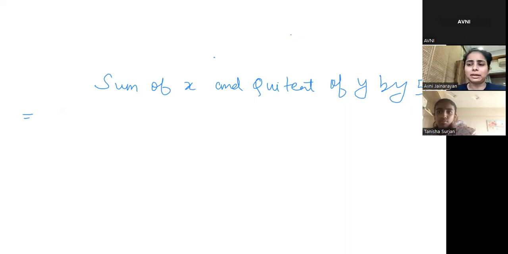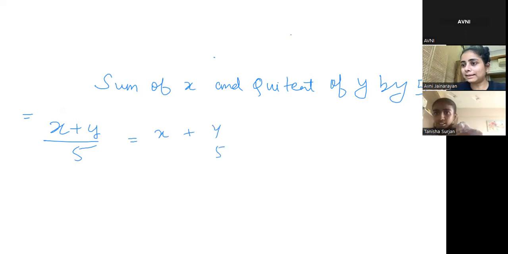Think about it. Read the question. My spelling is wrong there, but it's okay. Yes, I got it. Tanisha ने बोला x plus y by 5. Right, Tanisha? But यहाँ पर बोलता है x, I meant x plus and y by 5 separately, like this. Okay, this is the correct answer. This is the wrong answer.